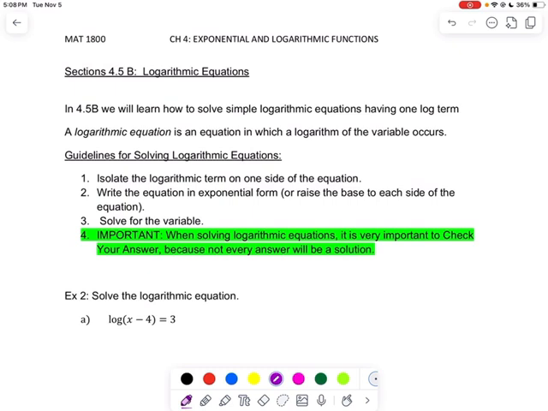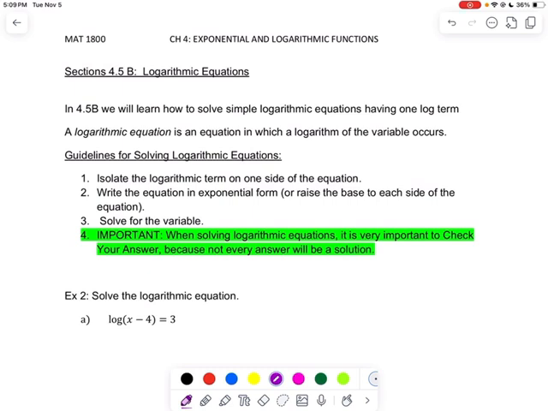Now, what is a logarithmic equation? It is an equation in which there is a logarithm of a variable. So you have a variable term. We are taking log of a term, an expression which has variables in it. Okay, so guidelines for solving a logarithmic equation start the same way as we do for the exponential equation.